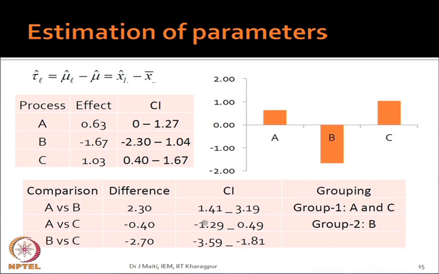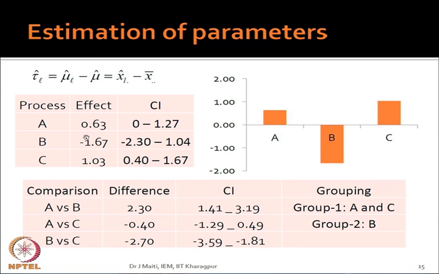Now, see the same example again. We say that for processes A, B, C, A's effect is 0.63, B's effect is minus 1.67 and C's effect is 1.03. If you sum total these, what is happening? All effects sum to 0. Keep in mind this one. Here there is a rounding error: 0.63 minus 1.67 plus 1.03 is 0, or 0.01 or something, but it is a rounding error.